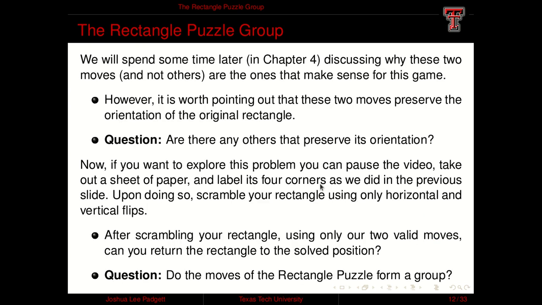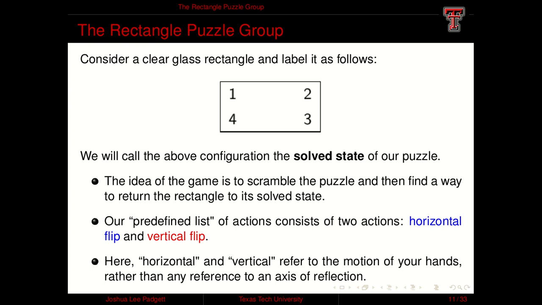So of course we'll talk more about these things in chapter 4, but the reason that we have chosen horizontal and vertical flips really boils down to the idea that they preserve the orientation of the original rectangle. What I mean is, for instance, one possibility would be a 90-degree rotation. And yes, it would still be a rectangle, but it would not be the same configuration of a rectangle.